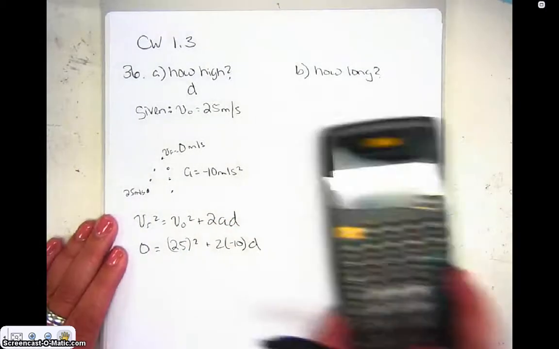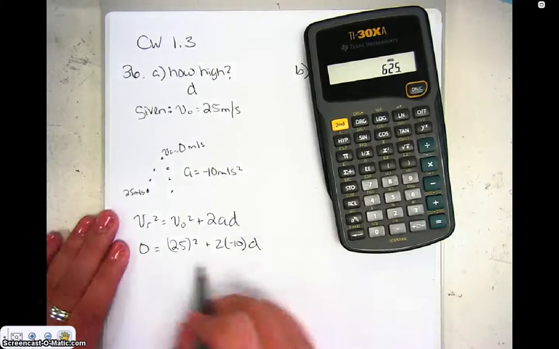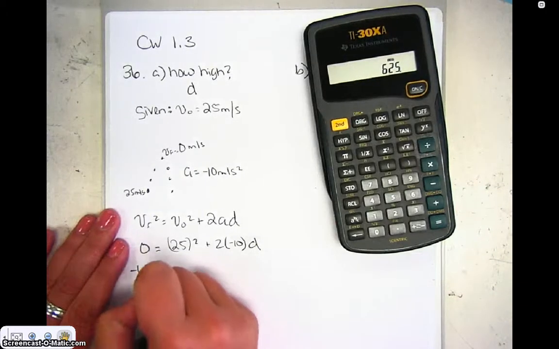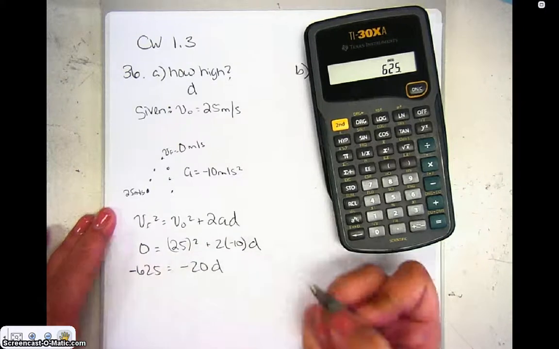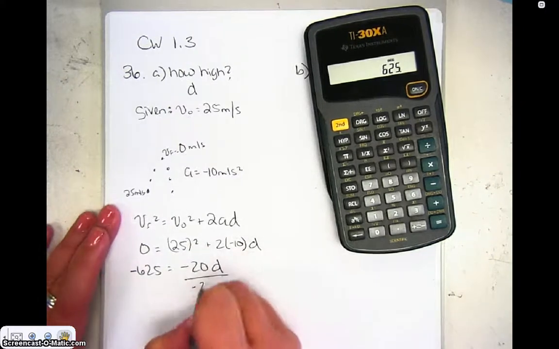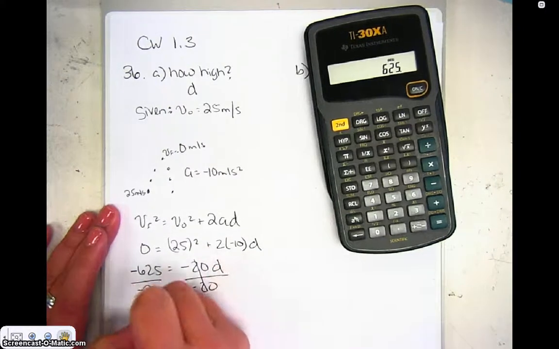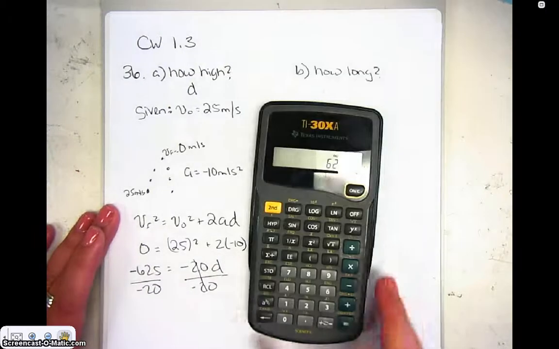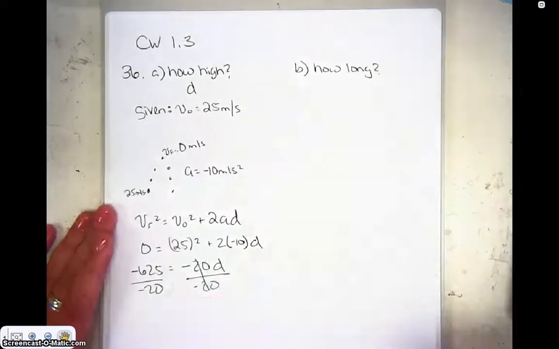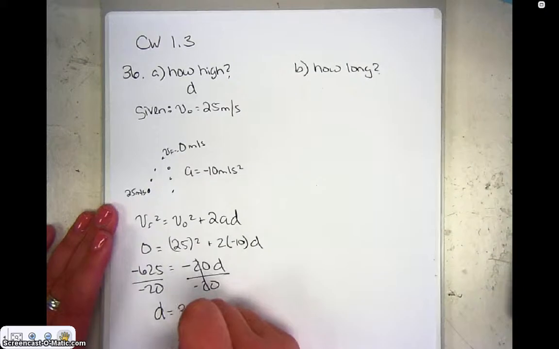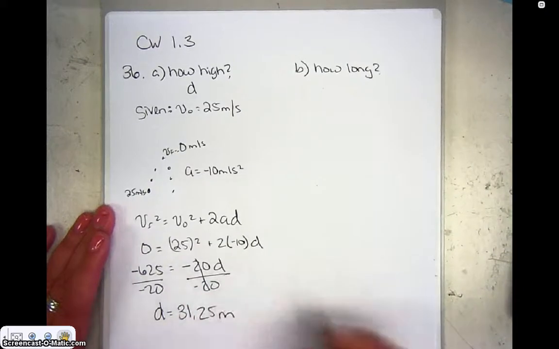25 squared is 625, so negative 625 equals negative 20D. So just divide by negative 20 on both sides, and I get 625 divided by 20, which is 31.25 meters. So the displacement is 31.25 meters.